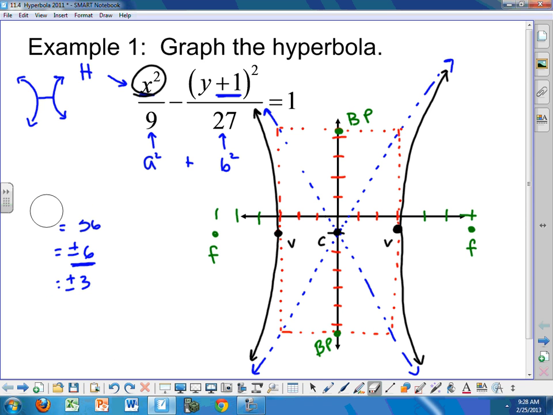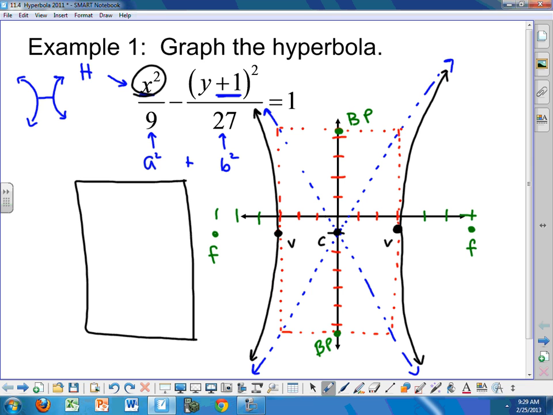So if it's all right, I'm going to erase this part of it, and I'm going to create for myself a little box over here. Rather than labeling things on the graph, I like to do it in a box, starting with the center, then the foci, the vertices, then the box points, and lastly, I'm going to leave a space at the bottom there to put in both asymptotes. So the center, of course, 0, -1.